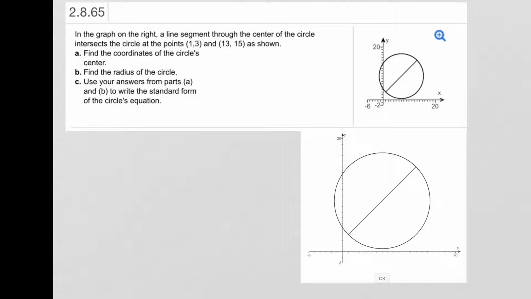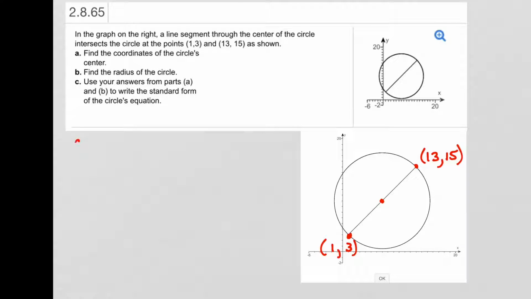In this problem, part A asks us to find the coordinates of the circle's center. So we have 2 points on the circle that are given, and one is the point 1, 3. The other is the point 13, 15. So the center is the point halfway in between those. So what we need to do here is use the midpoint formula to find the center of the circle.